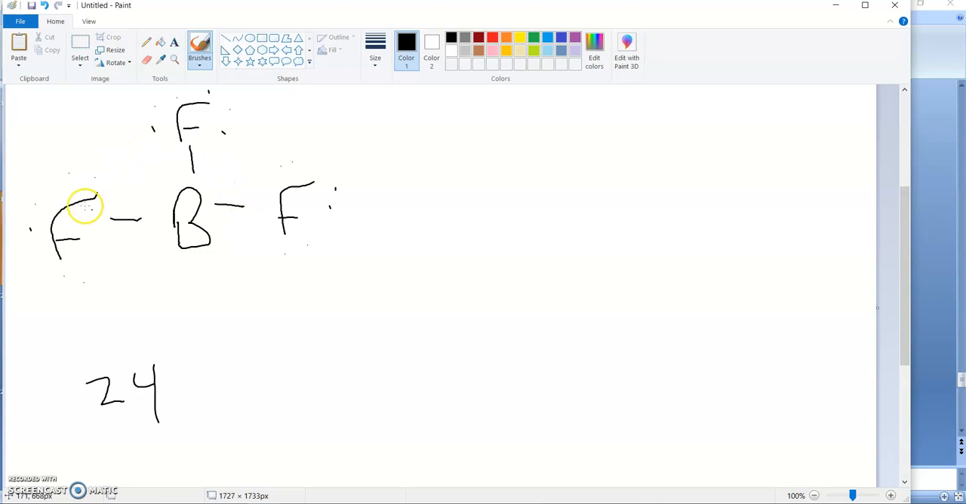Fluorines all got lone pairs. Boron only has 2, 4, 6 electrons. It comes up short. Turns out the molecule actually leaves it at this and does not form a full octet. Notice you really could, if you wanted to, form an octet here. You could take, I'm going to redraw it quickly.